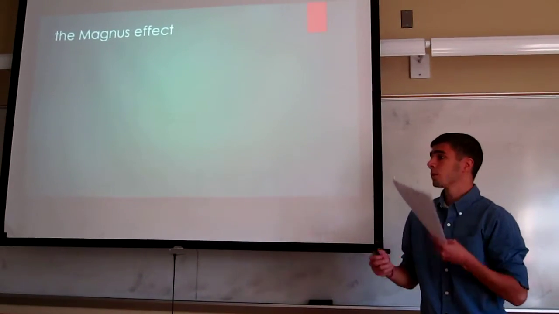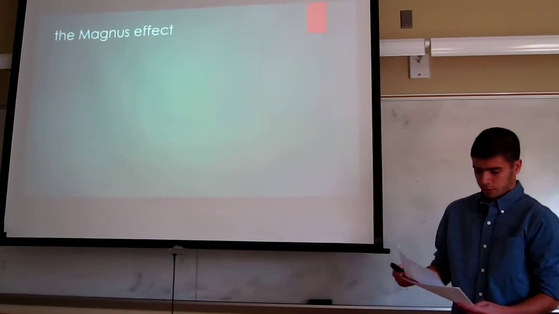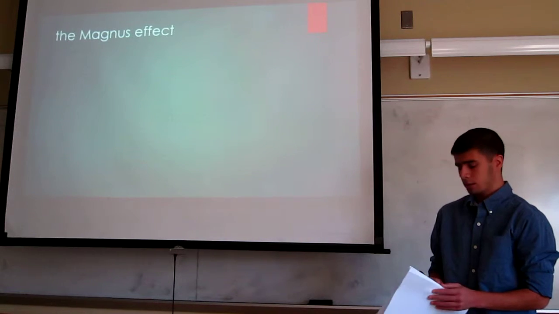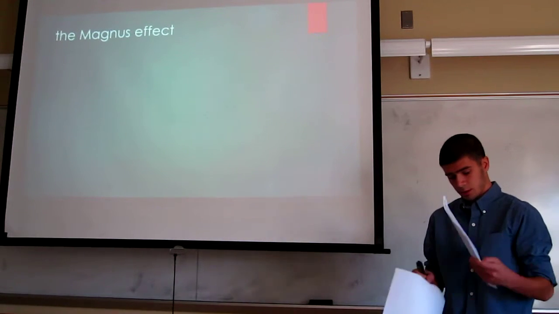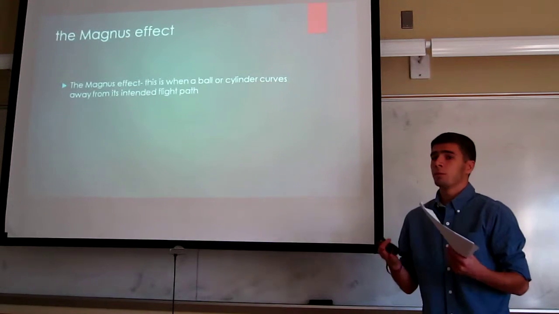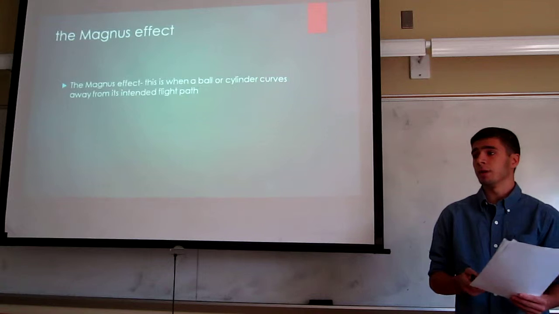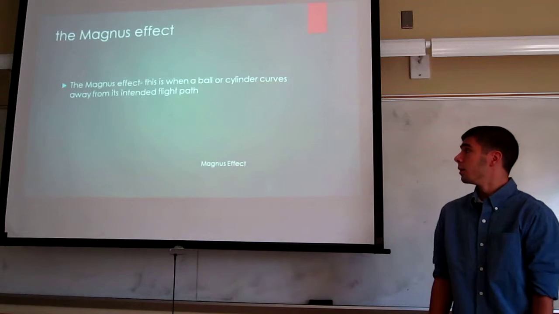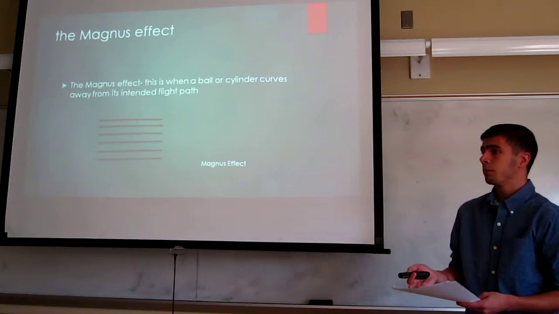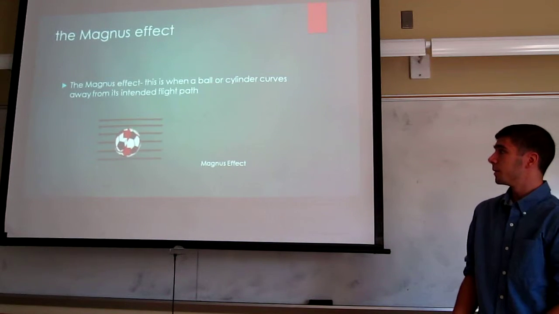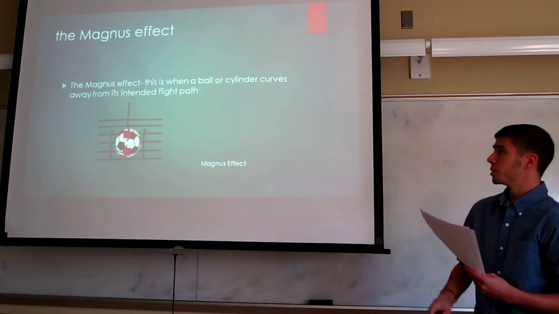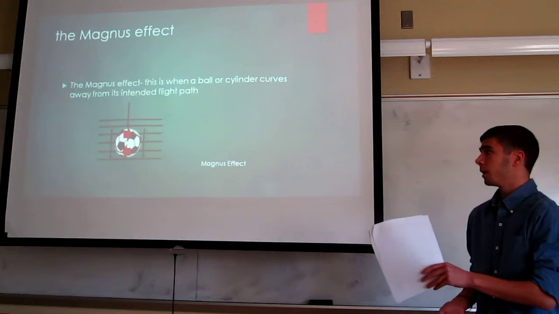Next is the Magnus effect. Now, this was a little more complex, but I found the information in an article by MIT, the Massachusetts Institute of Technology, and we broke it down as: the Magnus effect is when a ball or cylinder travels away from its intended path. So here's a diagram. This is the wind. This is the predetermined path. You kick a ball, it starts to spin, and as it spins, it pretty much sucks in the air from the direction it's spinning, which will alter the path and make a curve.